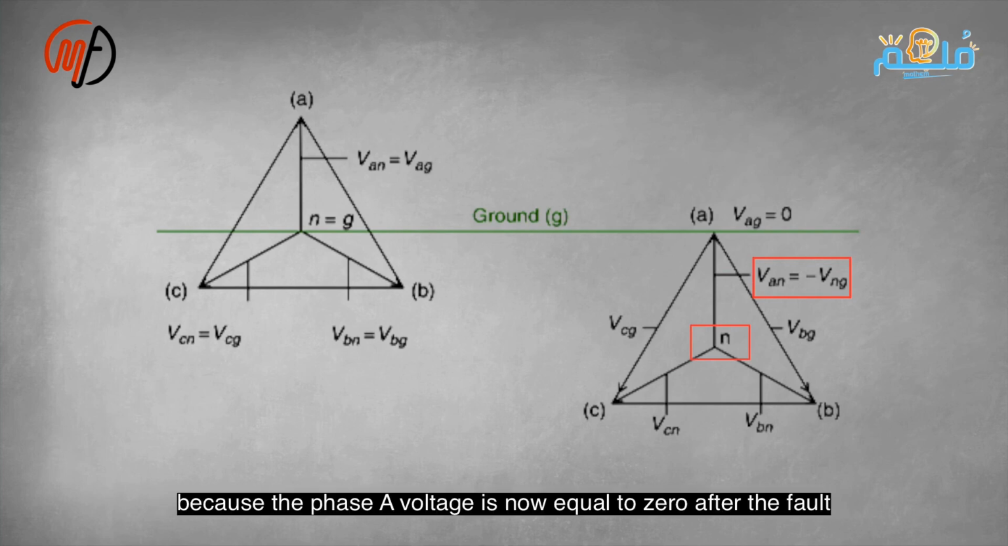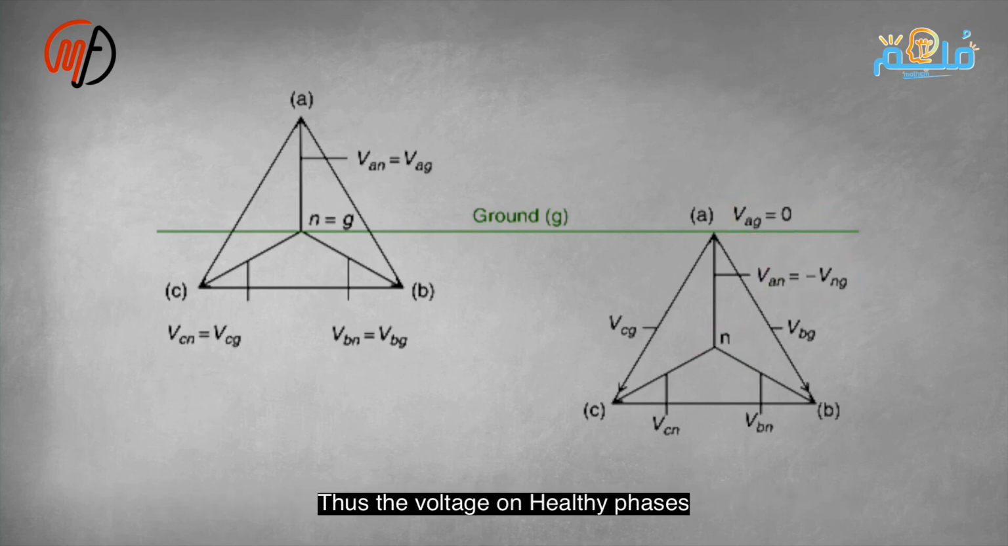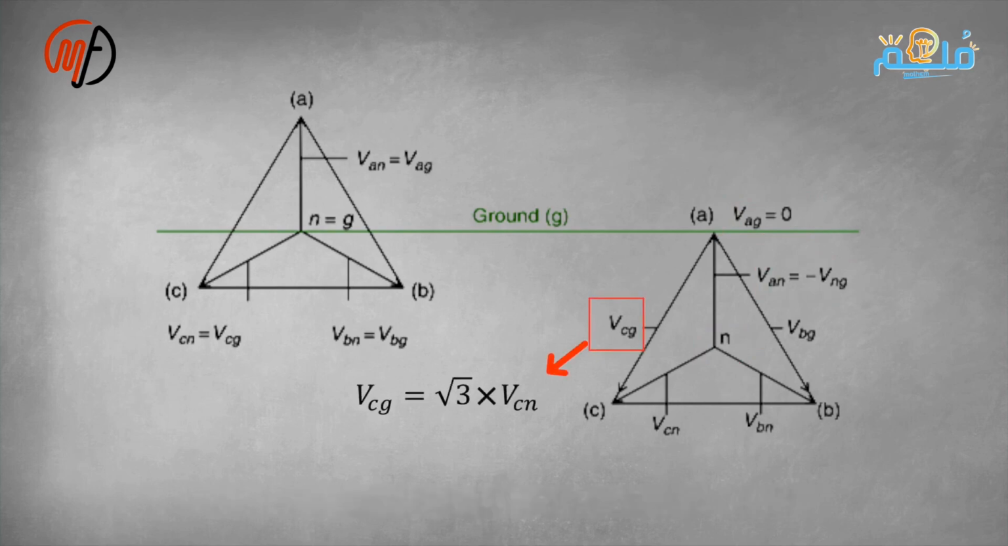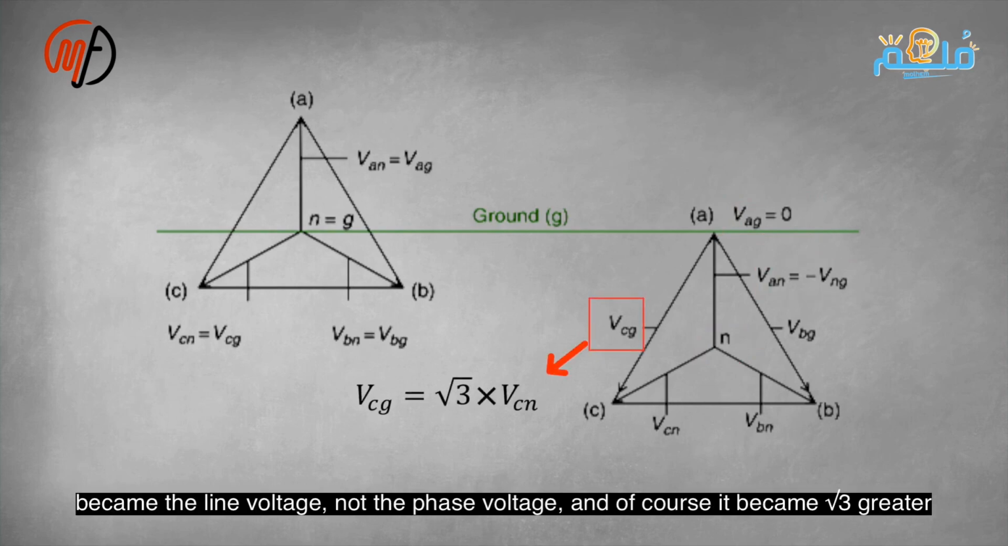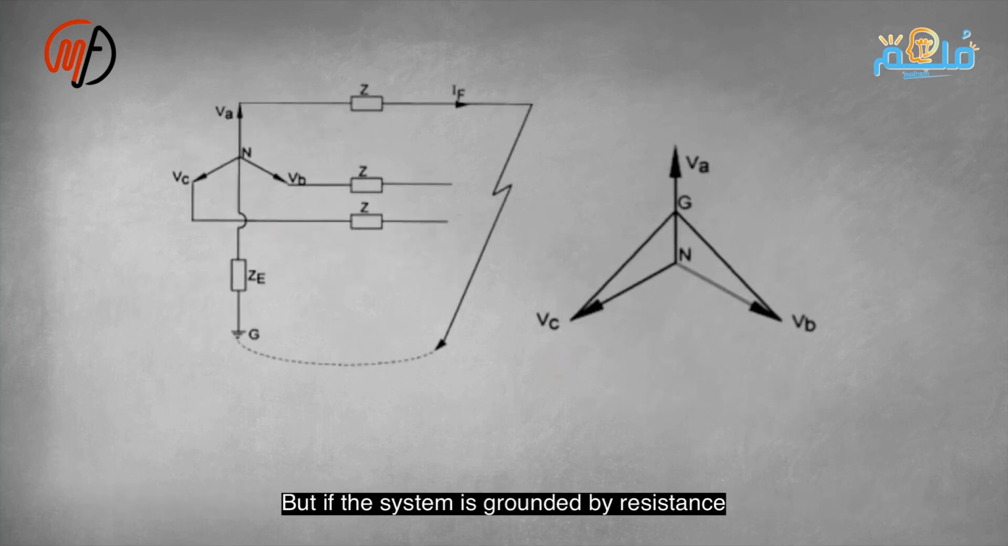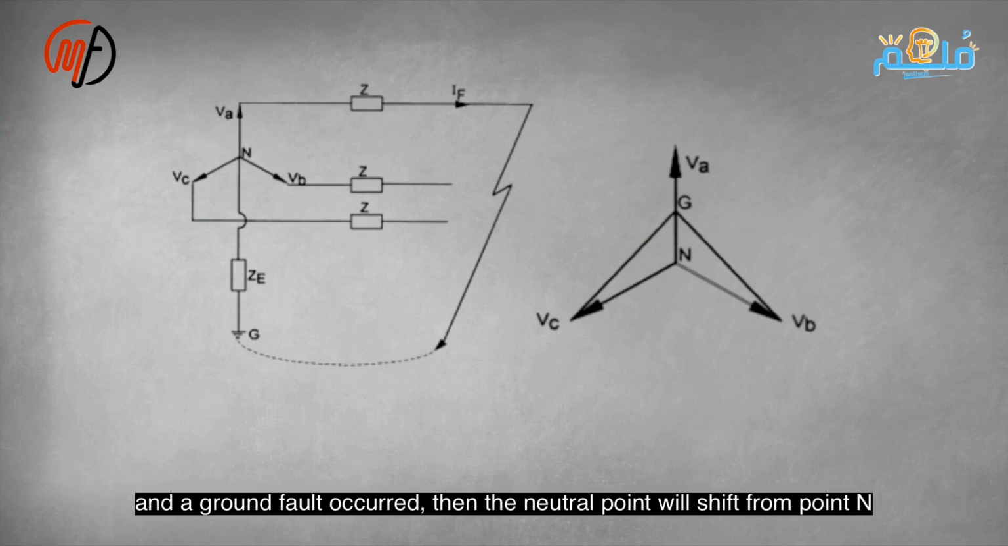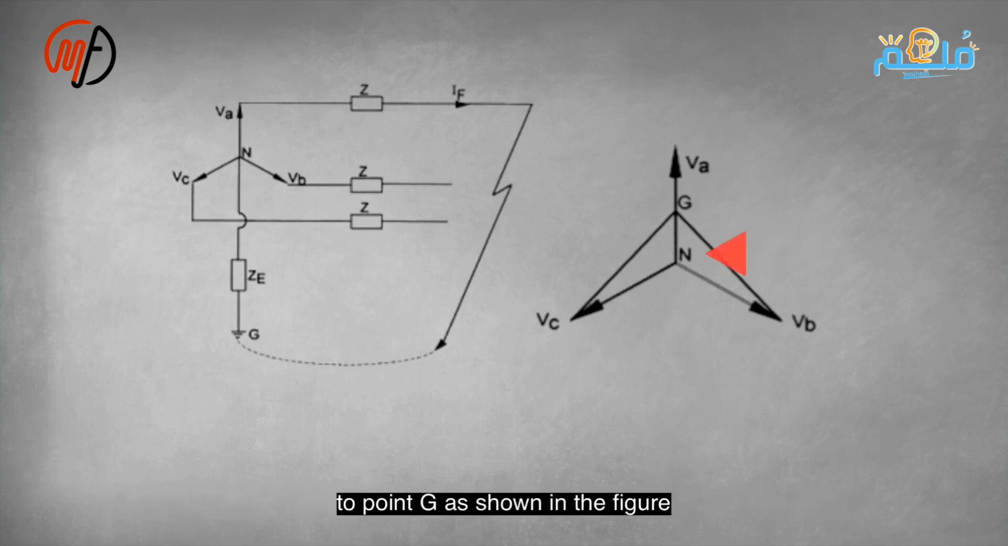This is because the voltage on phase A becomes zero after the fault, and thus the voltages on the healthy phases become line voltage, not phase voltage, and of course it is greater by the square root of 3. However, if the system is grounded through a resistance, and a ground fault occurs, the neutral point will shift from point N to point G, as shown in the diagram.